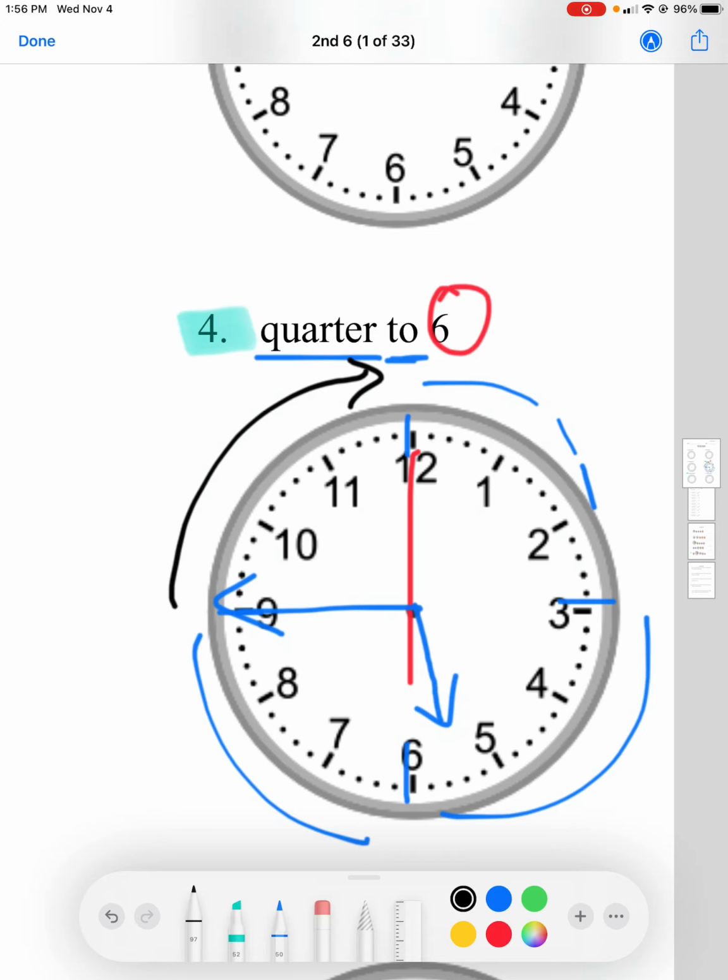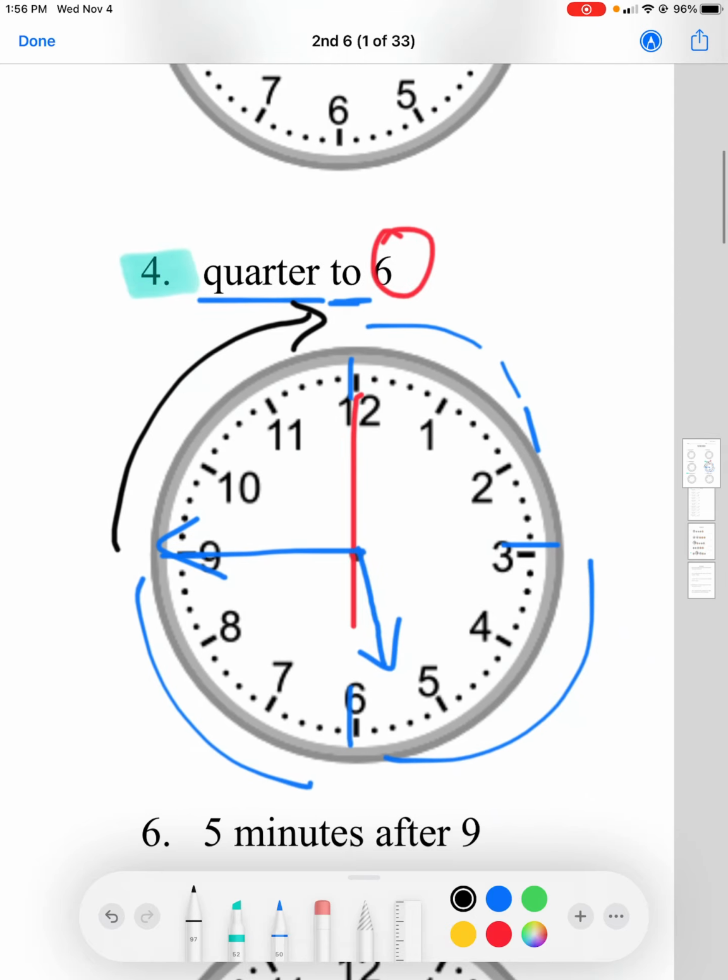So this is a quarter right here from the 9 to 12. And a quarter is 15 minutes. So every 15 minutes would be 1/4. So from 12 to 3, or from 0 to 15 would be a quarter. From 15 to 30 is another quarter. 30 to 45 is another quarter. And then 45 to 0 would be another quarter.